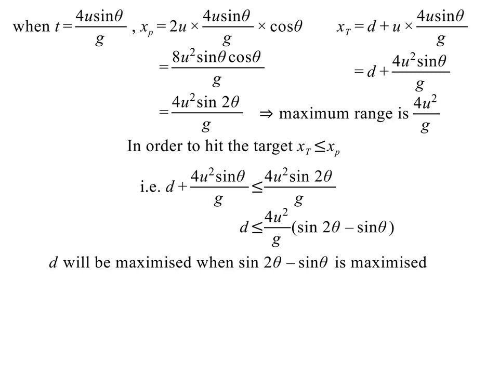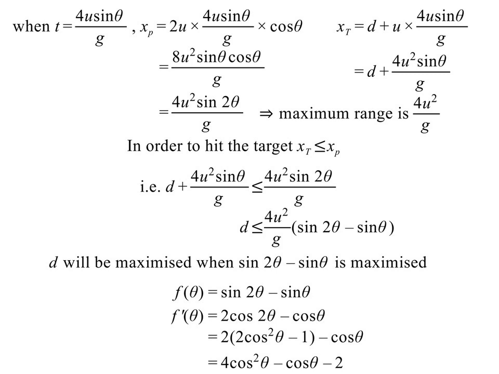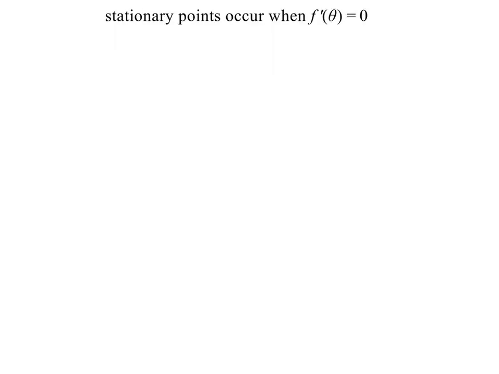Remember, the only thing we can vary was theta. So the u squared's not changing, the g's not changing. So it's that little function inside the parentheses that's controlling the distance. And if I want that distance to be maximised, then sine 2 theta minus sine theta must be maximised. What's the biggest that could be? So I create this new function. Sine 2 theta minus sine theta, differentiated, because I want to maximise it. When are the stationary points? Get them, finding the maximum point of this function.